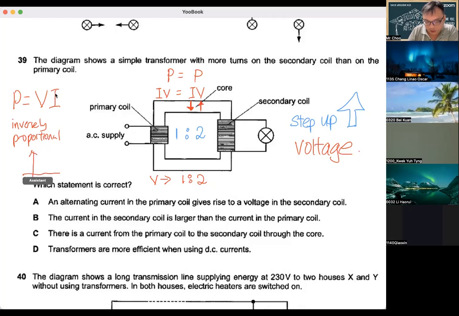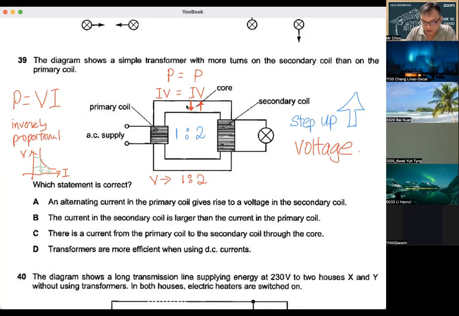Meaning, if I were to draw a V-I graph or I-V graph, it will look like this. Is that clear? With a high voltage, you have a low current. With a low voltage, you have a high current. Can you see from this graph? You have a high voltage, you get a low current. You have a low voltage, you get a high current. And when you multiply them together, you get the same power, assuming there's no power loss. When your voltage goes up, your current will come down.